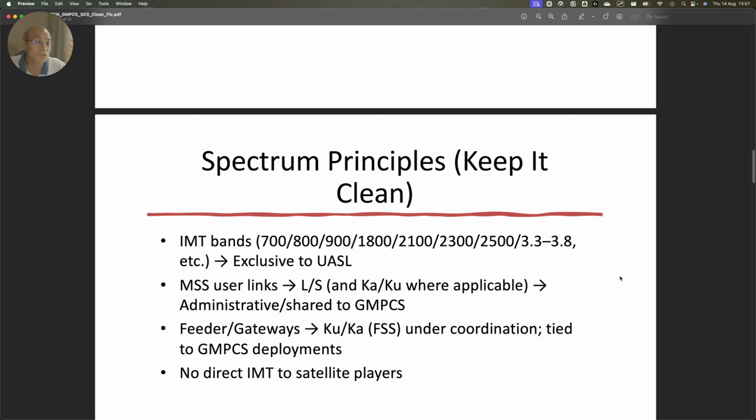When you have so many base stations you can deploy on the ground to leverage the full capacity of these bands. Feeder gateway, no issues. That is absolutely out of the question. So no direct IMT to satellite players.